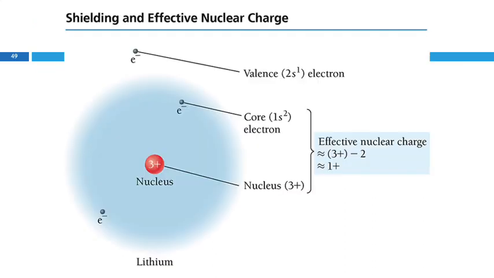So this is lithium again. We looked at this before. Positive 3 charge on the nucleus. This has 2 core electrons, the 1s2 electrons, and it has 1 valence electron, the 2s electron. The 2s is a little further out than the core electrons, so when it views the nucleus, it is seeing it through these core electrons.